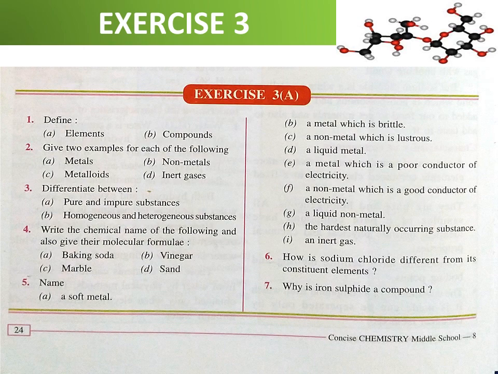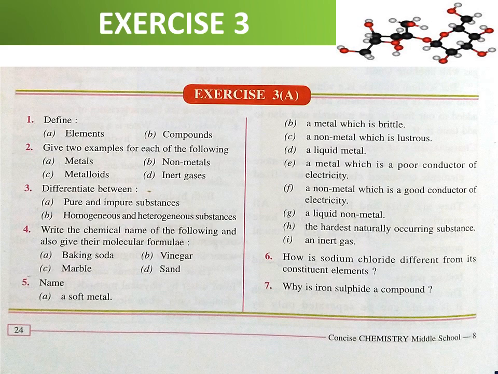Moving on to the next question, give two examples for each of the following. Metals: sodium, magnesium, aluminium, calcium. Non-metals: oxygen, nitrogen, fluorine, chlorine. Metalloids: silicon, boron. Then followed by inert gases: helium, neon, and argon.